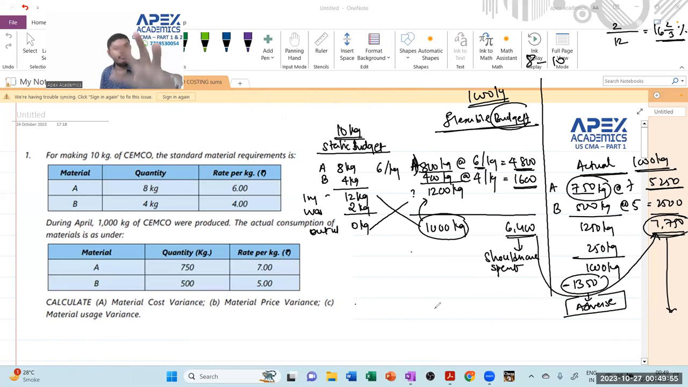Standard mix is for input. Repeat, standard mix is for what? Input. Are you with me? Standard mix is for what? Ladies and gentlemen, what is it for? Input. I'm not able to hear the word input. Standard mix is for what? Input. Are you with me on that? Give me a thumbs up. Is for input.